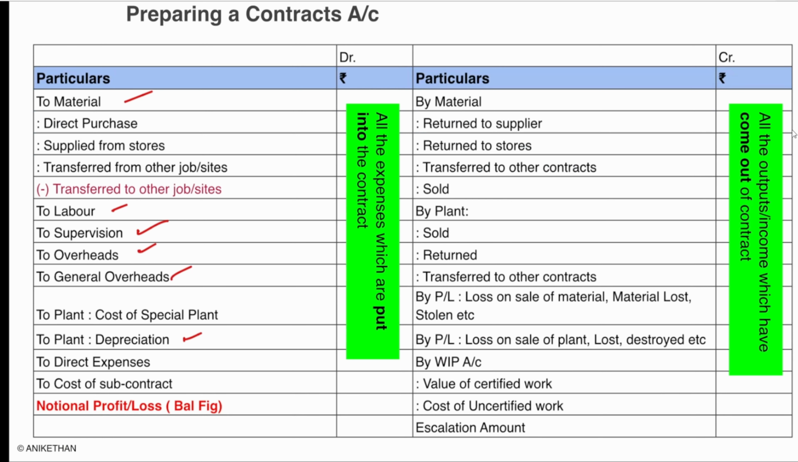And on the credit side, whatever is going out of the contract. So by material returned or material destroyed, such things, basically you purchase local raw material, you use some, but then you will transfer some to other contract or it will be in the closing books. So all of that is not used in the contract, means they are going out of the contract. So they will be considered here in the credit side. Also by plant, if the plant is returned, so that value is recorded here. Two major items which are on the credit side is value of work certified, then the cost of uncertified work. So these two are called as WIP.